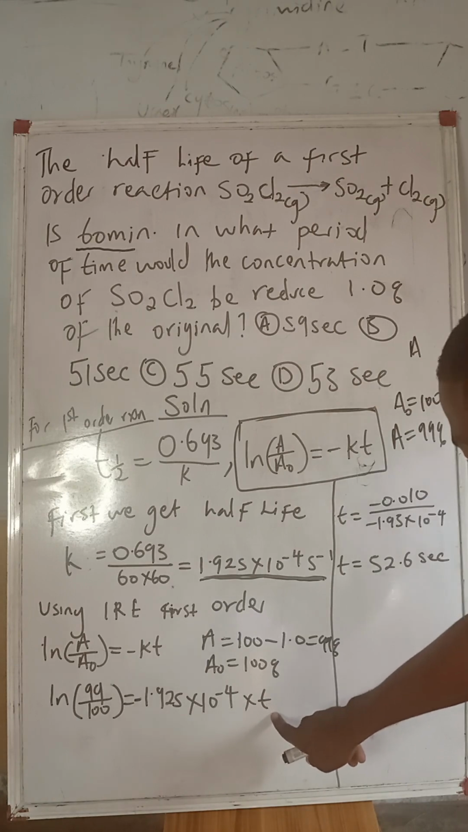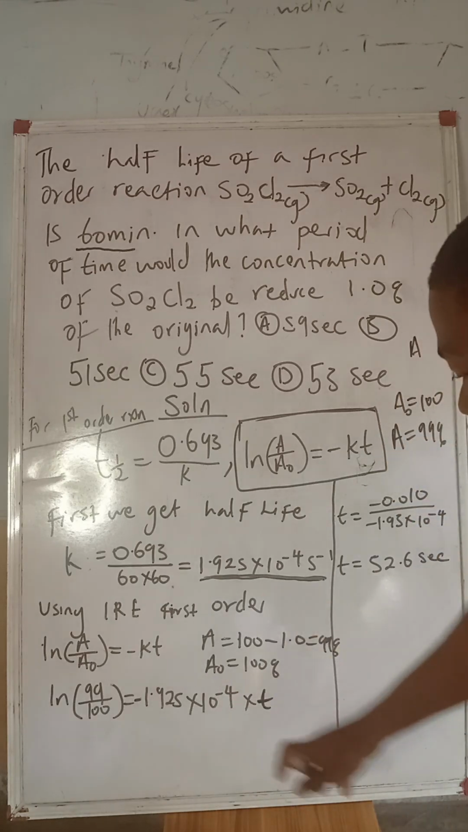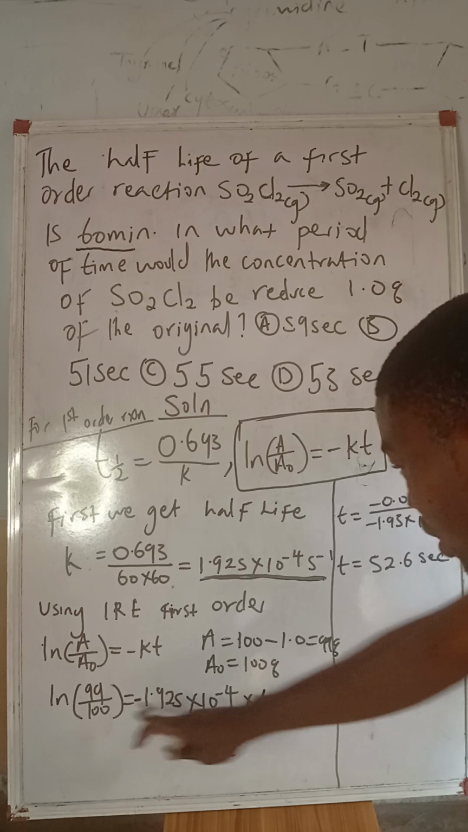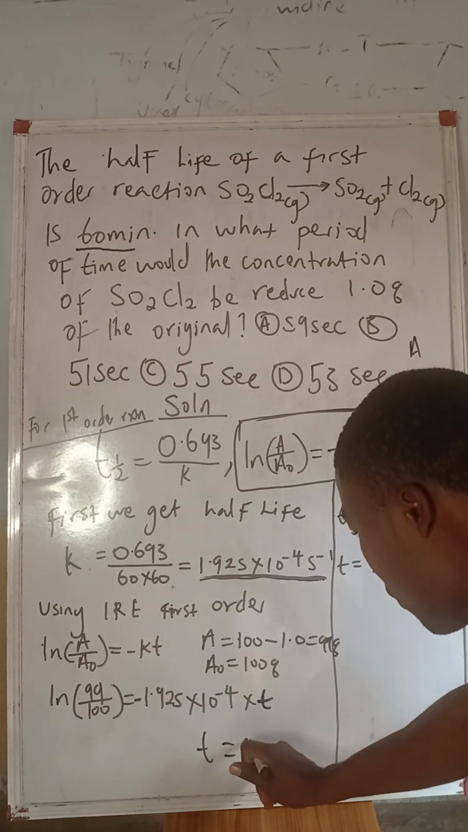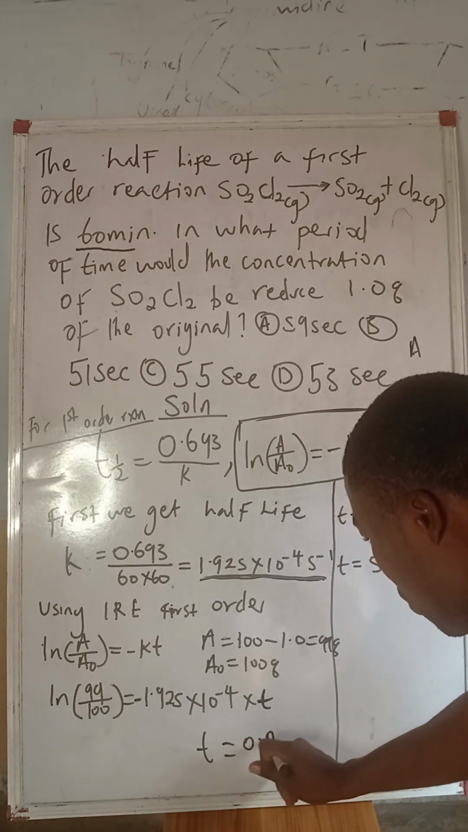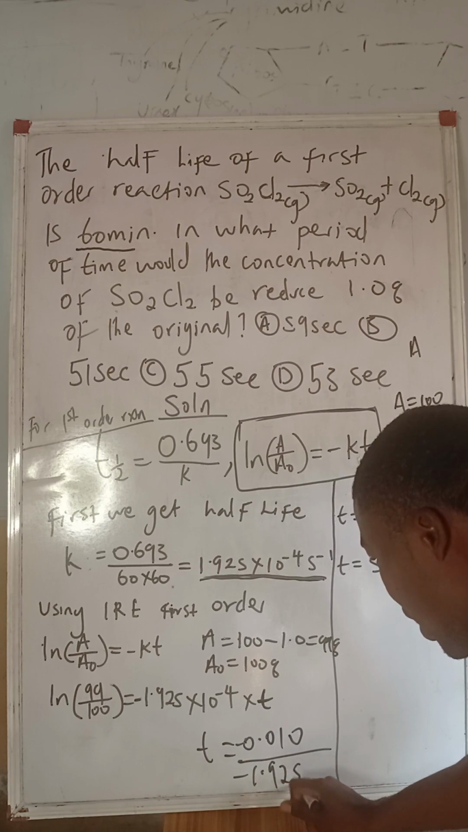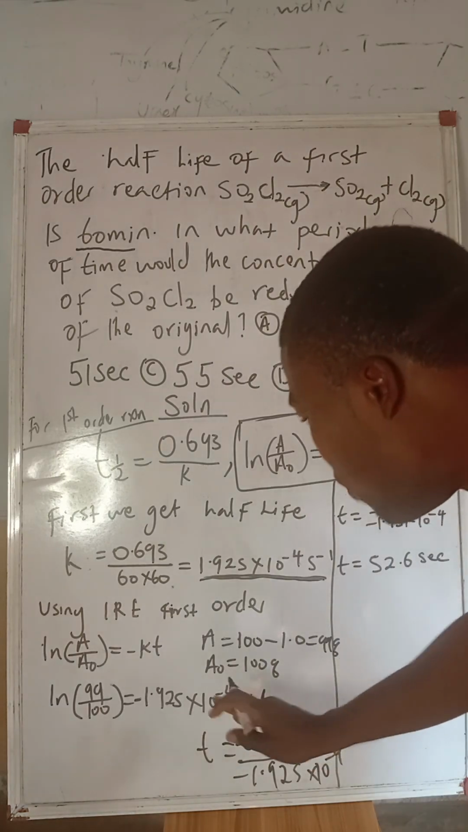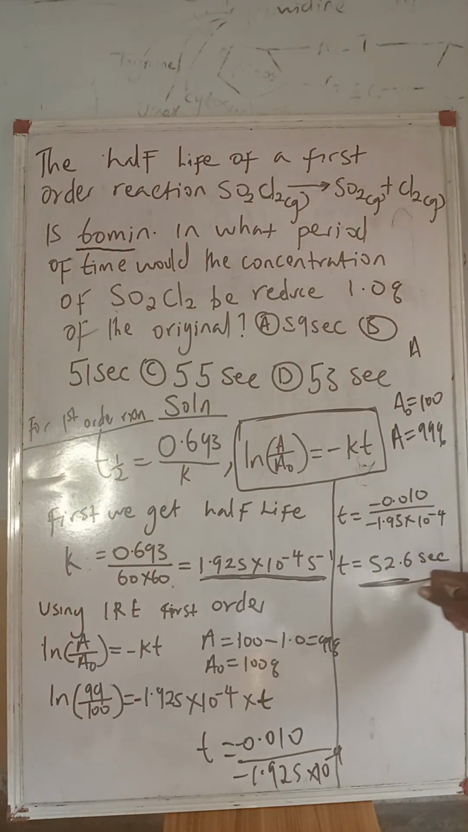I haven't gotten the time, so I quickly make T the subject of the formula. T is equal to minus 0.010 over minus 1.925 times 10 raised to the power minus 4. If you press this on your calculator, that's what we're trying to do here. Just make T the subject of the formula, let this one go under. That's what I did. If you make T the subject, I get 52.6 seconds. You can confirm on your calculator.